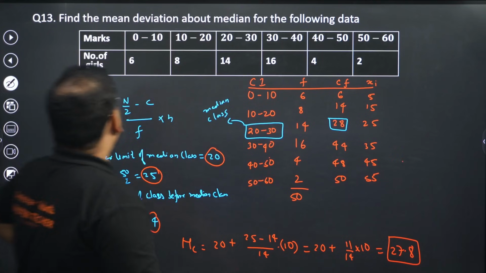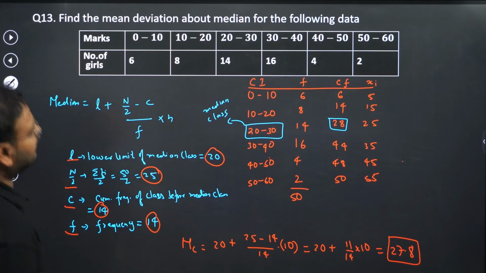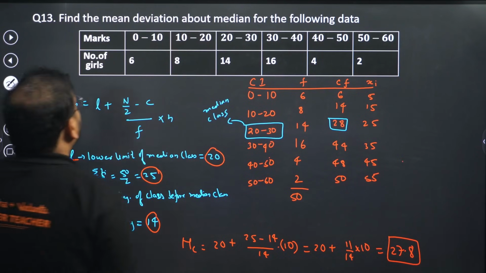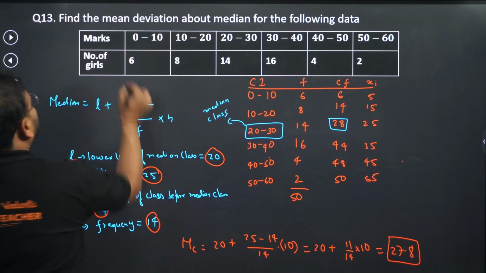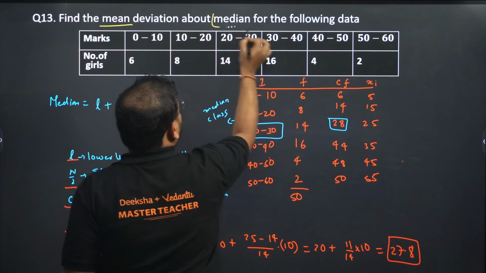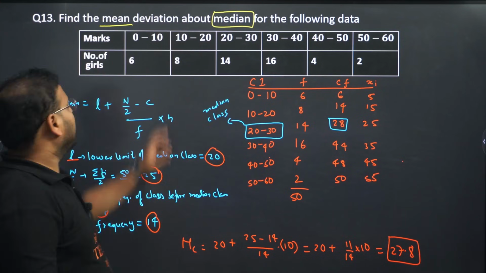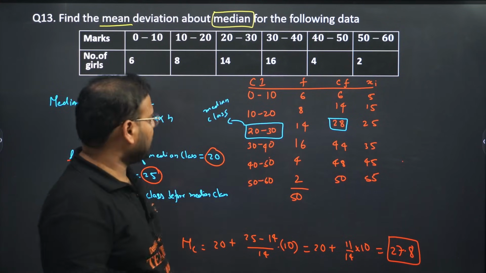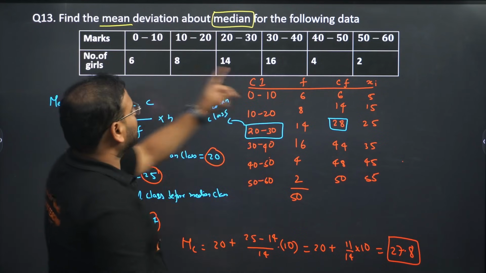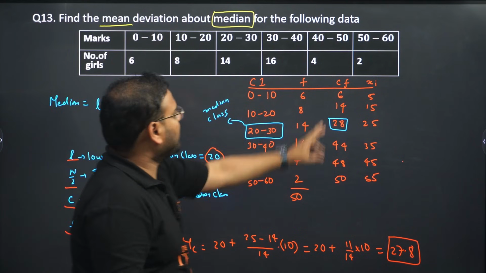Find the mean deviation about the median for the following data. Okay, let's do that. Check here. I've already done that. This is a mean deviation about the median. Please check here, right here, the class interval, the frequency, CF and Xi. The class interval is 0 to 10 up to 50 to 60. Frequency I've listed down. CF I found out.